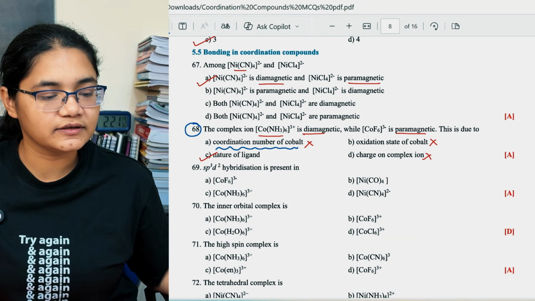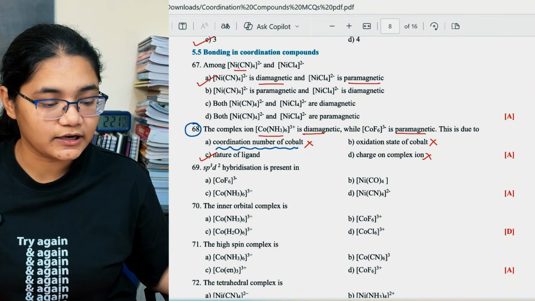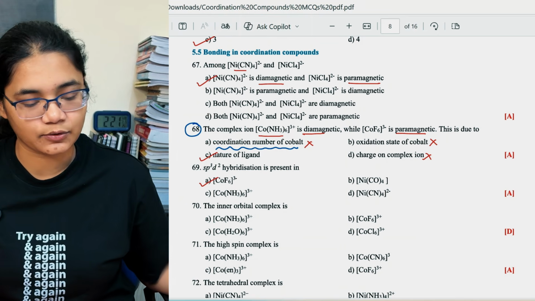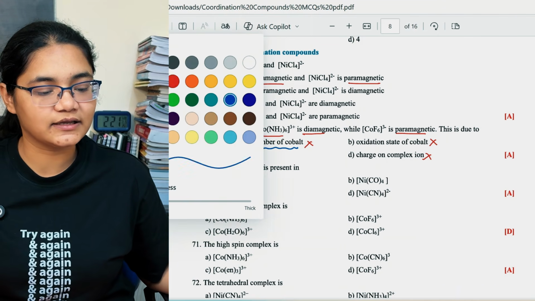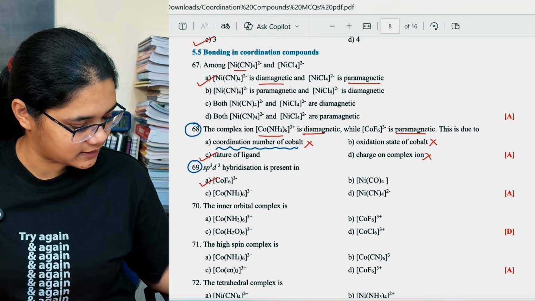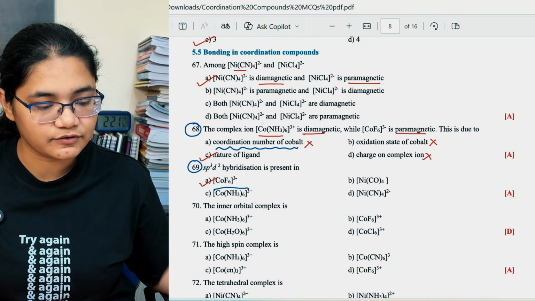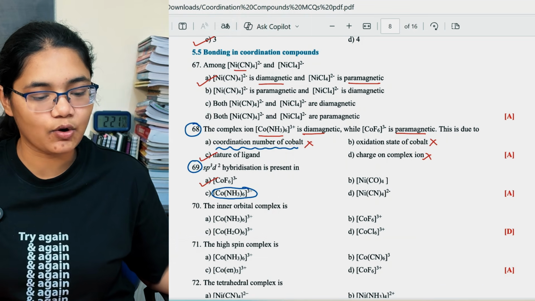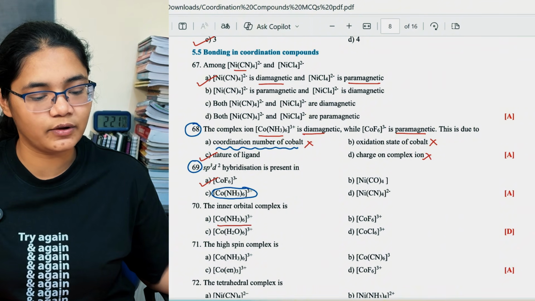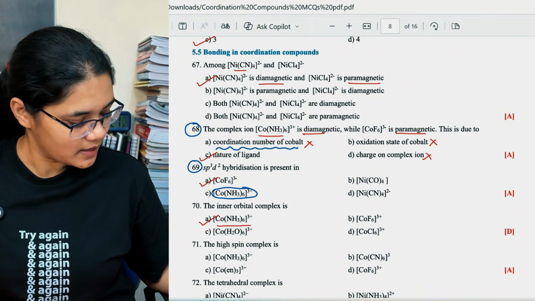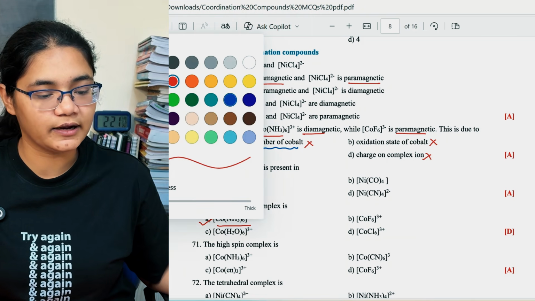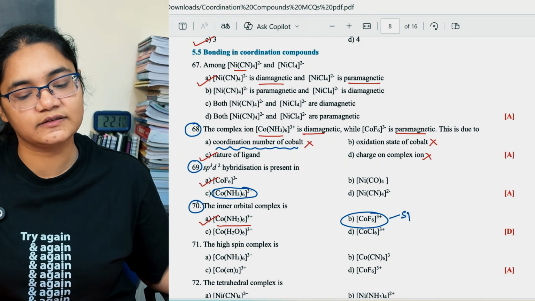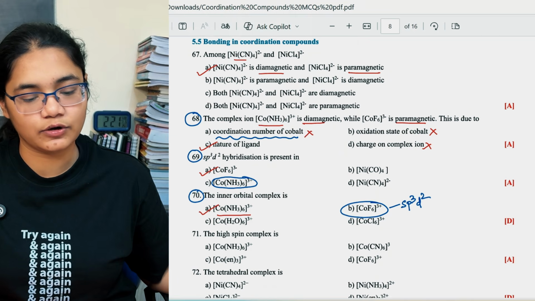Next, moving to question number 69 here. The 69 question is sp3d2 hybridization is present in, it is option number A, CoF6 3-, okay, outer orbital complex. But the answer given here is also incorrect. For 69, option number C is given, which is completely wrong. It is d2sp3 hybridization. Next, moving to question number 70, the inner orbital complex d2sp3 is for Co(NH3)6 3+. Option number A is correct here, but the 70 answer is also given incorrect. I'm just checking which answer is given here. For 70, the answer given is B, which is again incorrect because it is sp3d2 hybridization, meaning outer orbital.